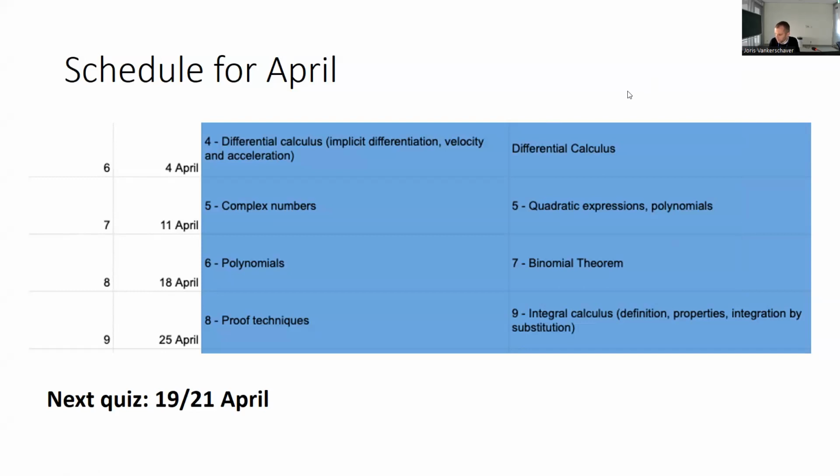So we have a little bit of work to do this week, the week of April the 4th, to talk about differential calculus. So that's going to take this lecture and then also the next. And then for the next 3 weeks onwards, we will do a couple of separate topics, and they're going to be a bit more algebraic in nature. So we'll talk a little bit about complex numbers next week. And then we'll have a few sessions on quadratic expressions and polynomials.